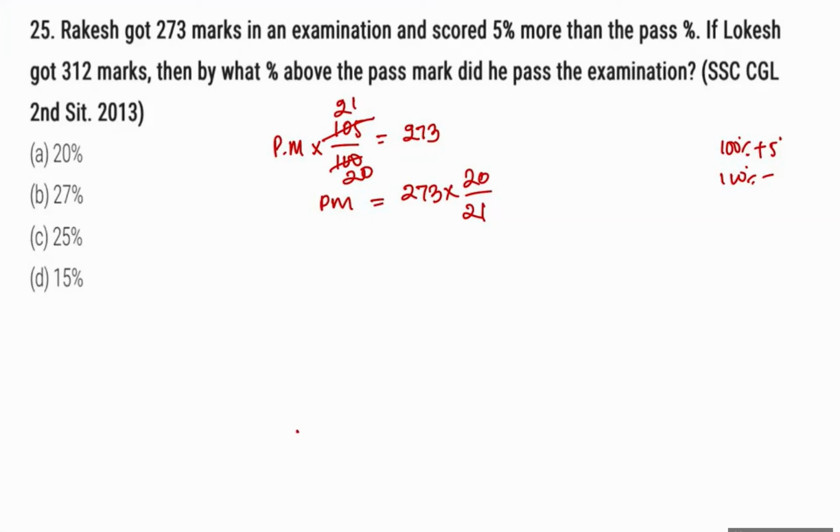7 3 the 21, 7 7 49, 7 8 the 63, 7 9 the 63. 7 3 21, 3 3 3 is 9. 2 3 is 6, 2 1 is 2.